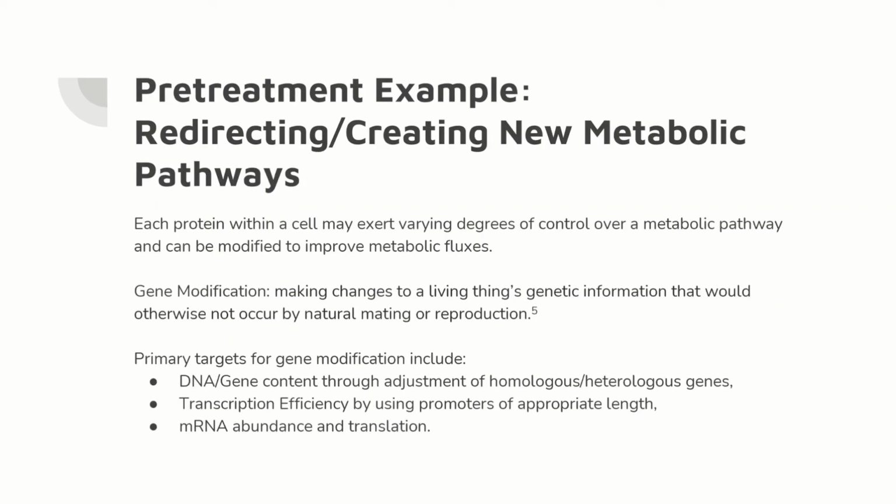Another pretreatment example is redirecting or creating new metabolic pathways. Each protein within a cell may exert varying degrees of control over a metabolic pathway and can be modified to improve metabolic fluxes. This is done through gene modification, which makes changes to a living thing's genetic information that would otherwise not occur by natural mating or reproduction. Primary targets for gene modification include DNA or gene content through adjustment of homologous or heterologous genes, transcription efficiency by using promoters of appropriate length, and mRNA abundance and translation.